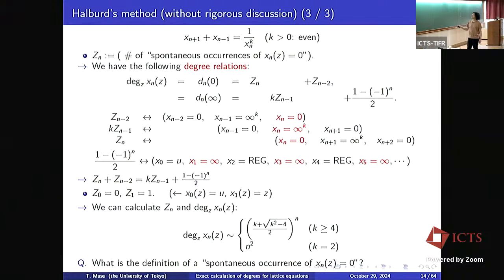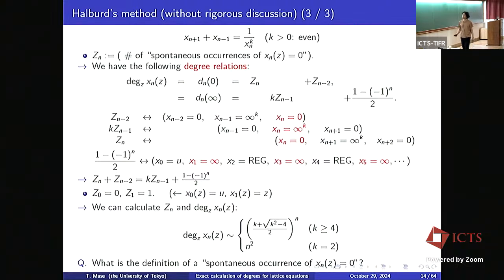So this sum equals this sum. So we have this relation, and this is a recurrence relation for Zn. We can solve it with these initial conditions. So we can calculate Zn, and the degree is calculated from this. So we have the degree growth. Of course, you can have the detailed degree expression, but I don't need it here. The degree growth is like this and this: exponential degree growth and polynomial growth.